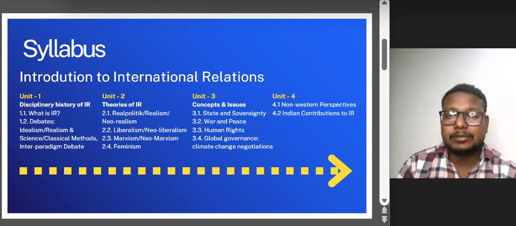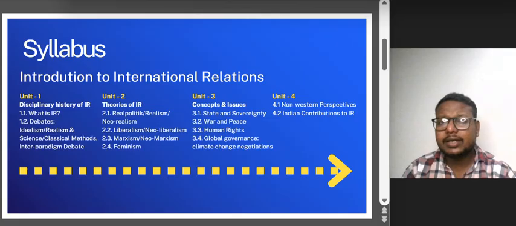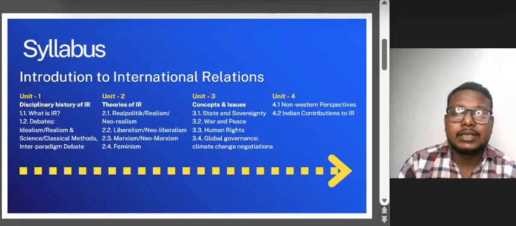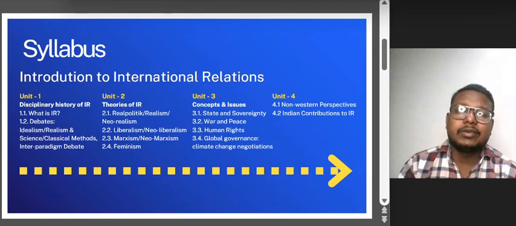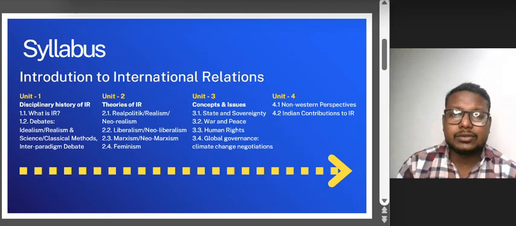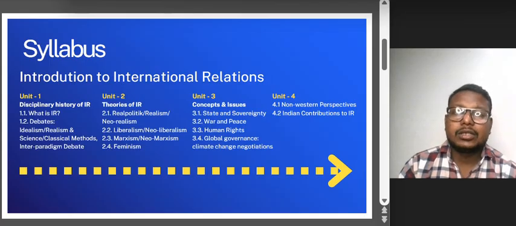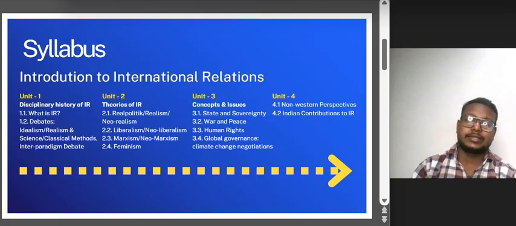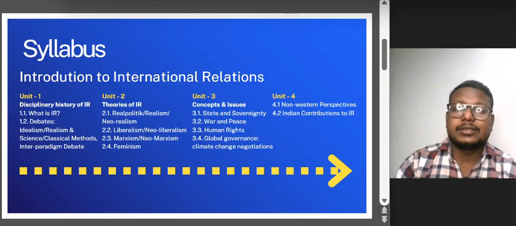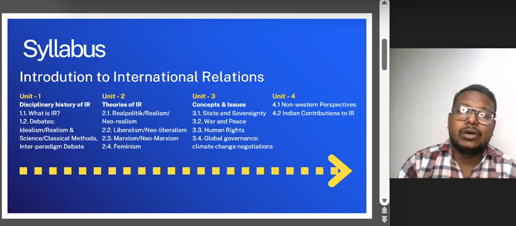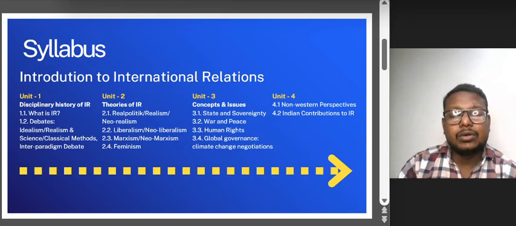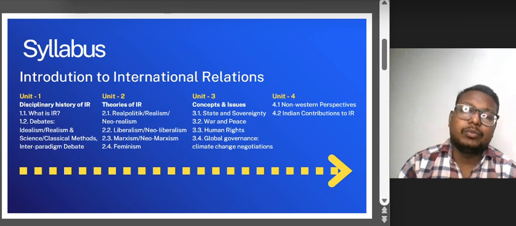international cooperation and how it works in practice. The final unit, IR beyond Eurocentrism. The final unit takes us beyond the Western world. It introduces non-Western perspectives that challenge Eurocentric dominance. You'll learn about the countries from the Global South, including India, and how they contribute to new ways of understanding international relations. This part encourages students to think critically about whose knowledge counts and how a more inclusive global viewpoint can be developed.